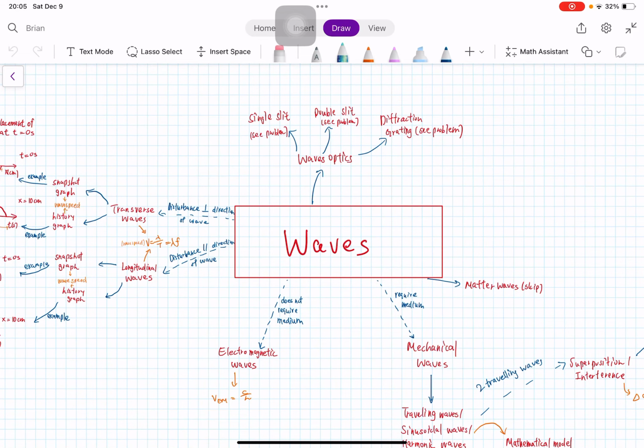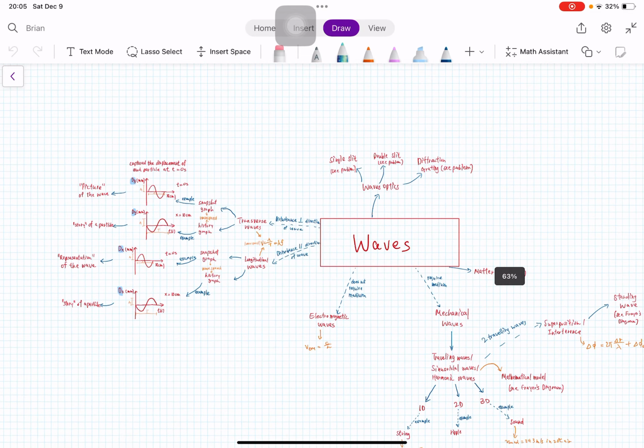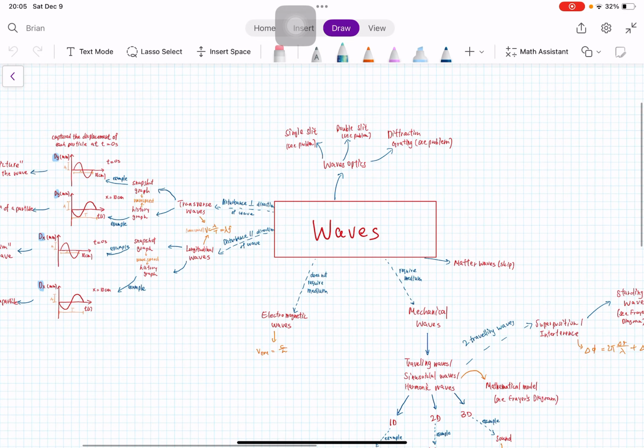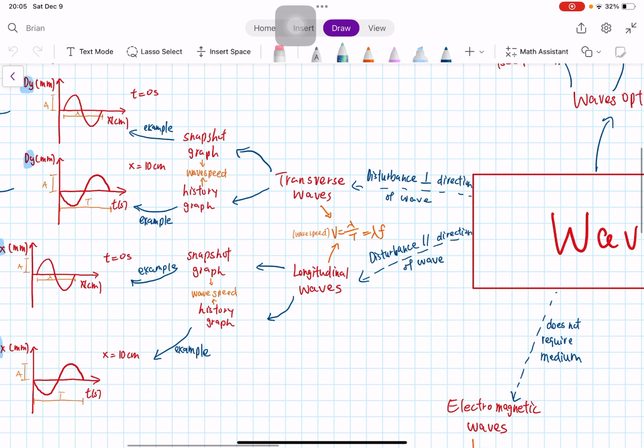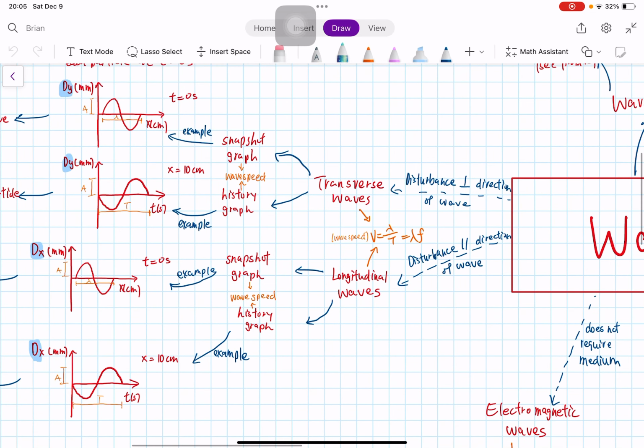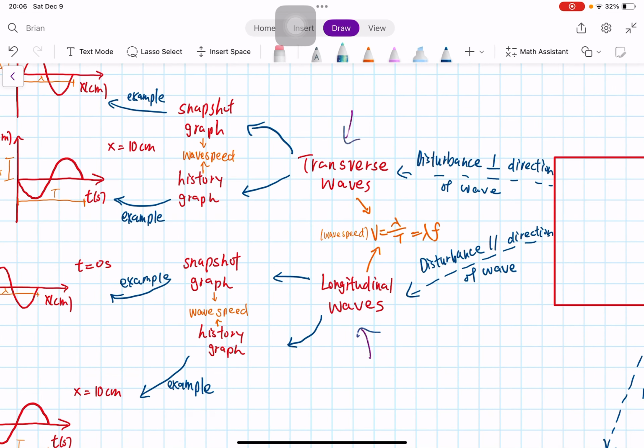Here I'm gonna cover the concept map for waves, Unit 3. So waves, let's first look at here. We can distinguish transverse waves and longitudinal waves. The definition of a transverse wave is that the disturbance is perpendicular to the direction of the wave. But for longitudinal waves, the disturbance would be parallel to the direction of the waves. And this is the wave speed equation.